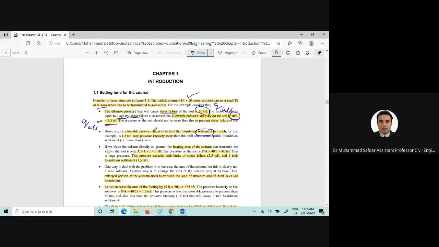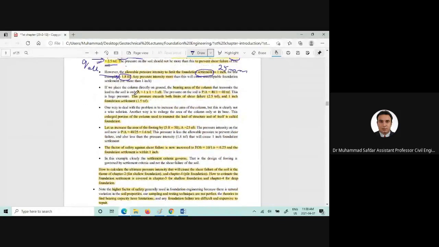Now the allowable pressure intensity to limit the foundation settlement, for 1 inch or 25 millimeter, is 1.8 ton per square feet. So for shear failure, we are given 2.5 ton per square feet, and the allowable pressure intensity or allowable bearing capacity for the settlement criteria is 1.8. Now these are the two design criteria in the foundation. In order to build that foundation, we need to satisfy these two criteria.